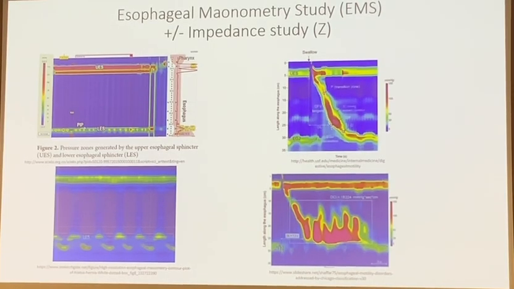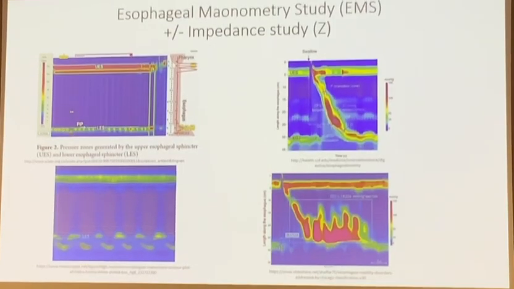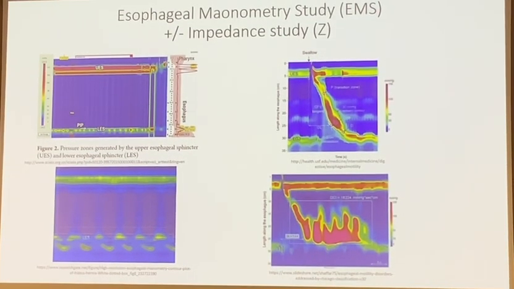So manometry can tell you if the contraction is weak or strong, if there is a hiatus hernia or not, and if the lower esophageal sphincter is relaxing or not relaxing.